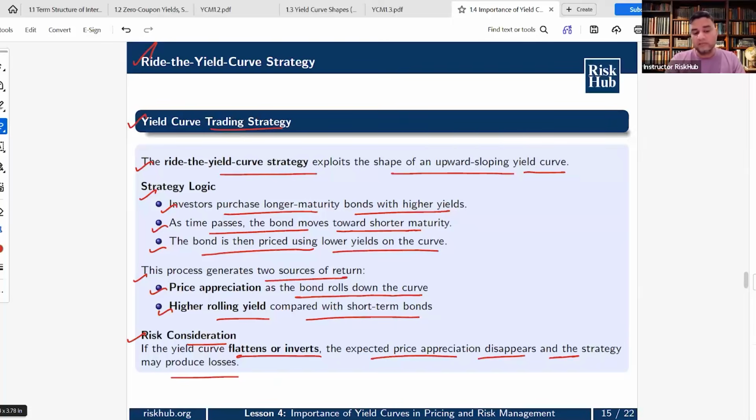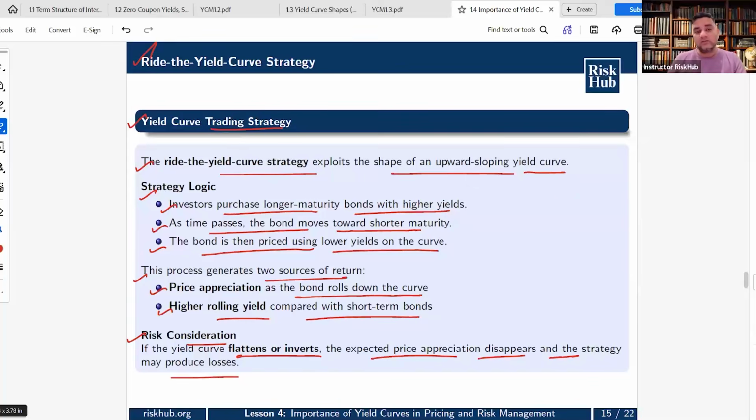Two sources of return follow. Price appreciation: a lower yield means a higher price, so the bond gains value as it rolls down the curve. This is the roll down return. Higher rolling yield: the bond keeps on earning income that exceeds what a short dated bond would have paid over the same period. This is the carry. Risk consideration: if the curve flattens or inverts, the yield at the short maturity is no longer lower. The expected price gain disappears and the strategy can lose money.